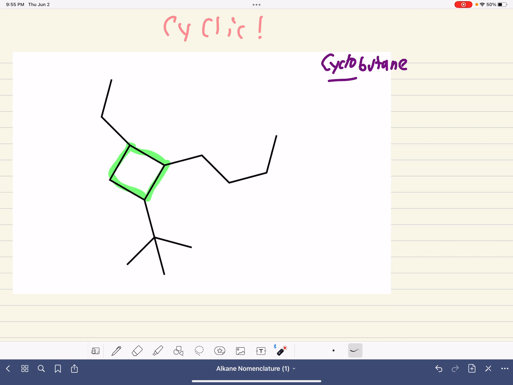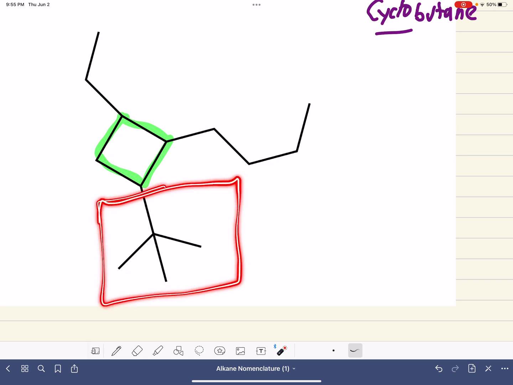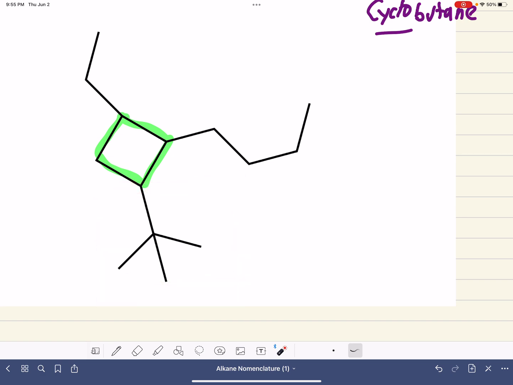Now we have to deal with the things that are coming off of this 4-carbon ring. And I see a couple things. I see an ethyl group over here. I see a butyl group here, 1, 2, 3, 4 carbons, so a butyl group. And then over here, I see some kind of complex substituent. So here's how I want you to name these complex substituents. I want you to kind of think of them in their own box as their own molecule.